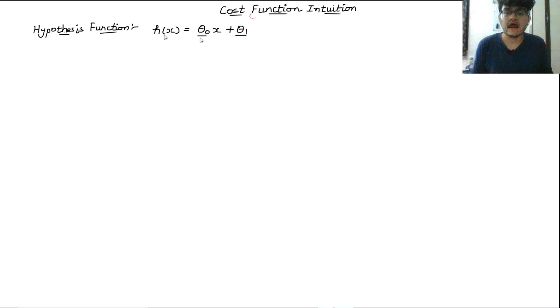So we defined the cost function. We have not defined it yet. We will define the cost function, and cost function will be represented as J of theta 0 comma theta 1. So in cost function, we say that given these two parameters, theta 0 and theta 1, we will try to find out the cost. So let's see what that means.